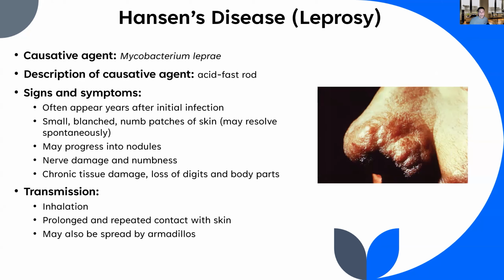And even then, what you might notice is very minor, small, blanched, numb patches of skin that may resolve spontaneously. Those may progress into nodules, which eventually lead to nerve damage and numbness. And then you can end up with chronic tissue damage, loss of digits, and body parts.